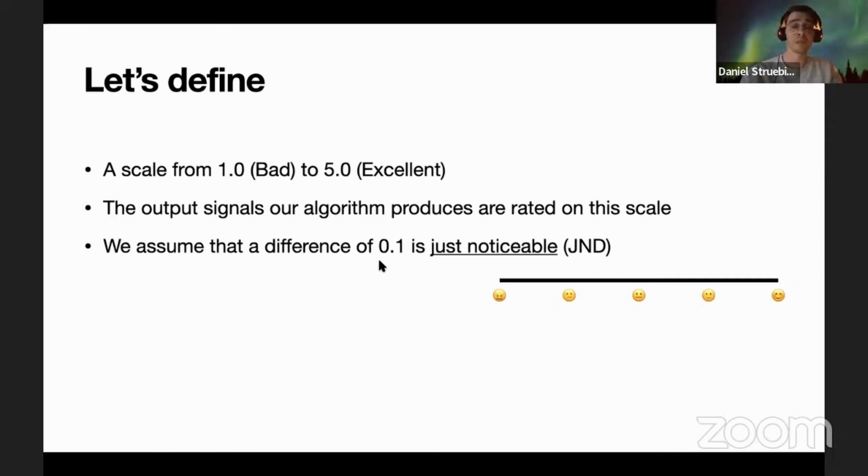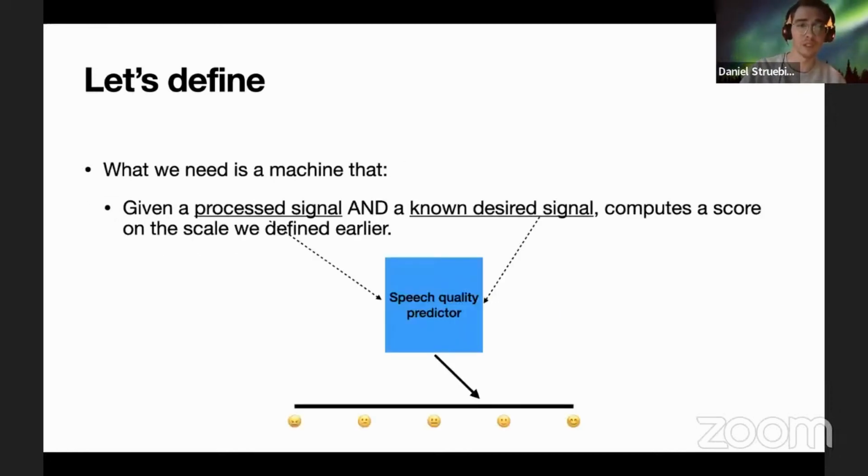So if you have two signals, one is rated 2.2 and the other one is rated 2.3, the average listener would be able to discern these two signals and say that there is a noticeable, albeit just noticeable, difference between these two signals. It's all very researchy, very nerdy and very academic, but I hope you can bear with me here, and maybe in a minute start seeing the beauty that's underlying in this machinery.